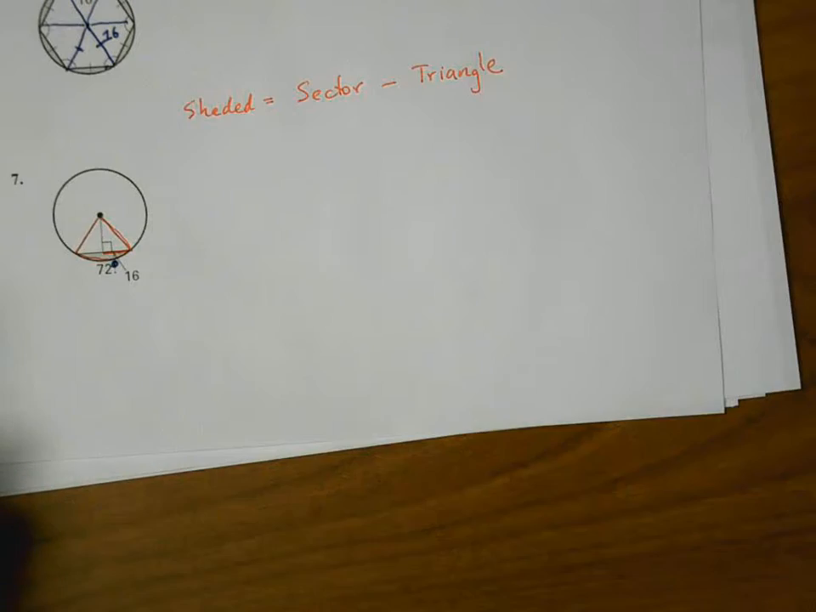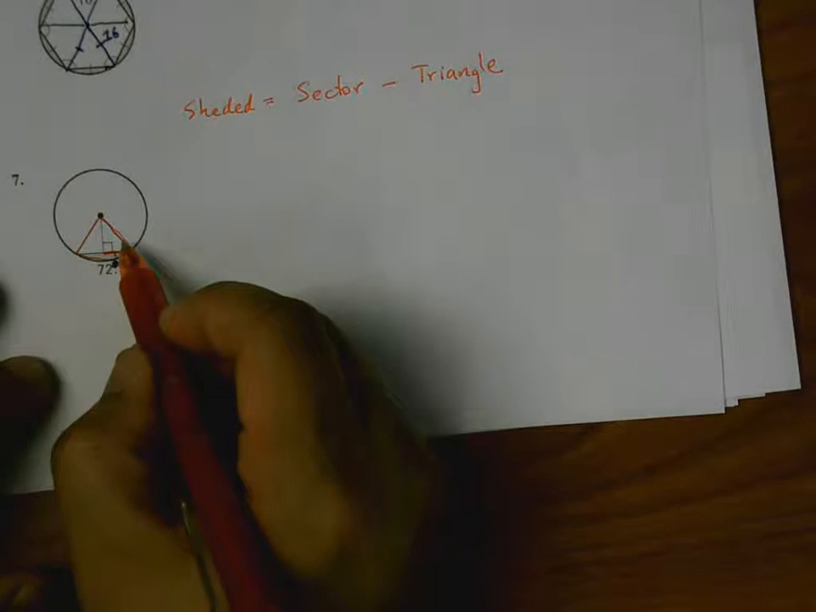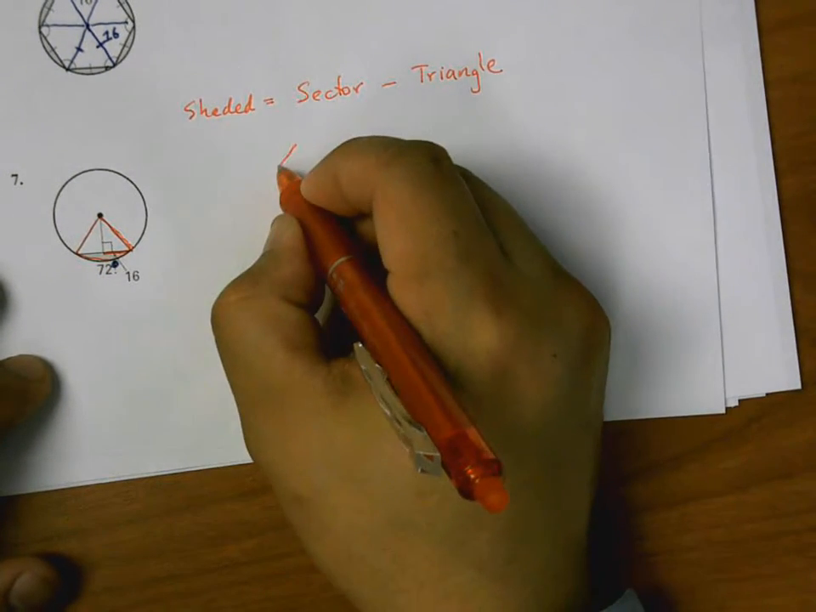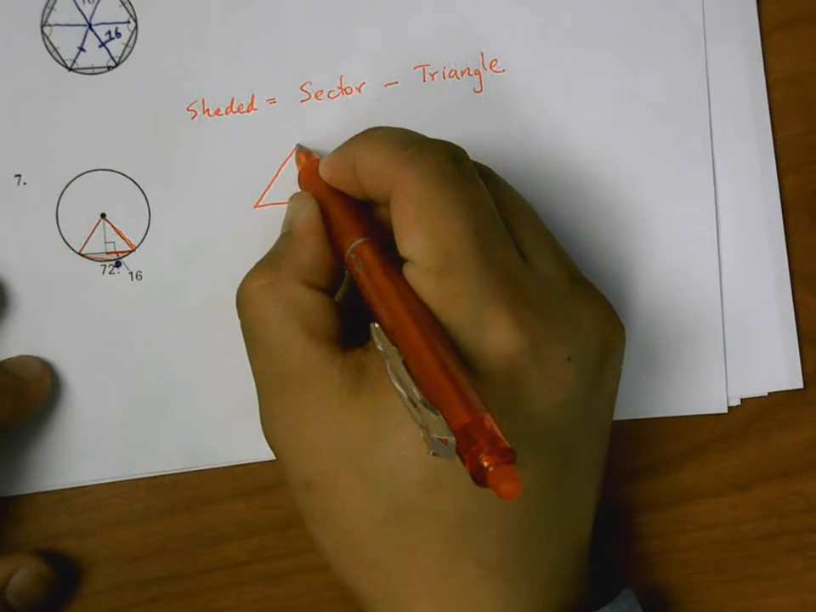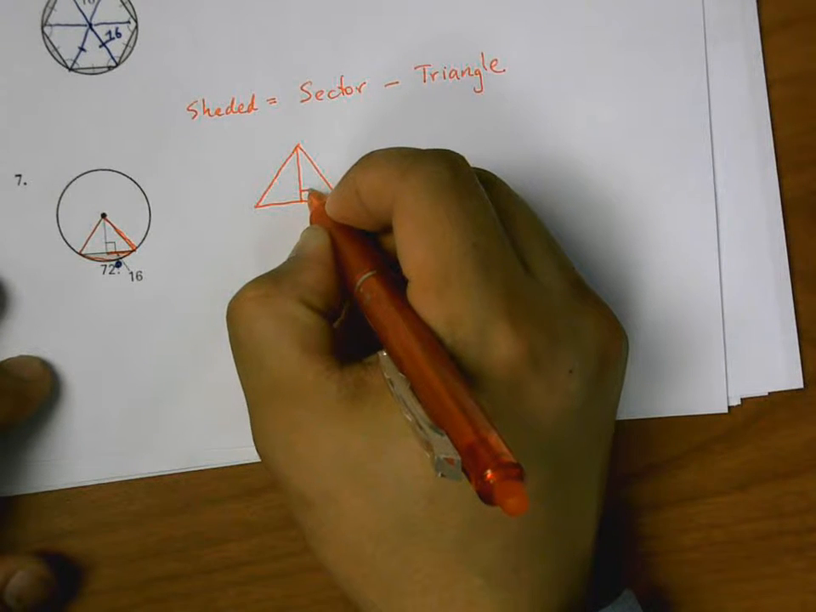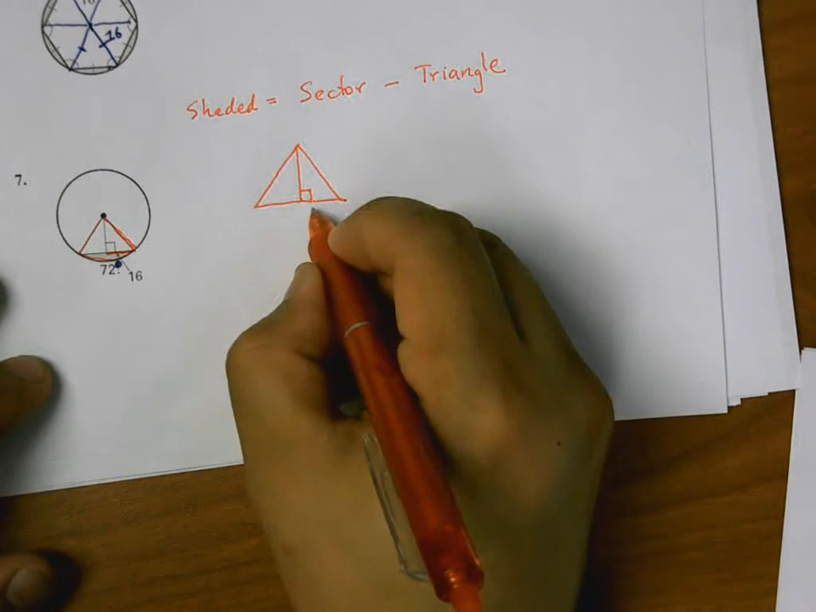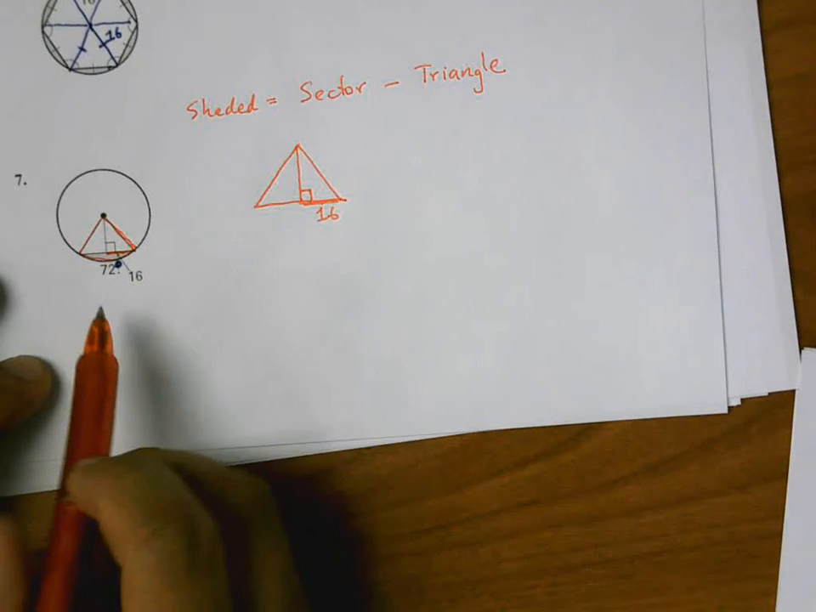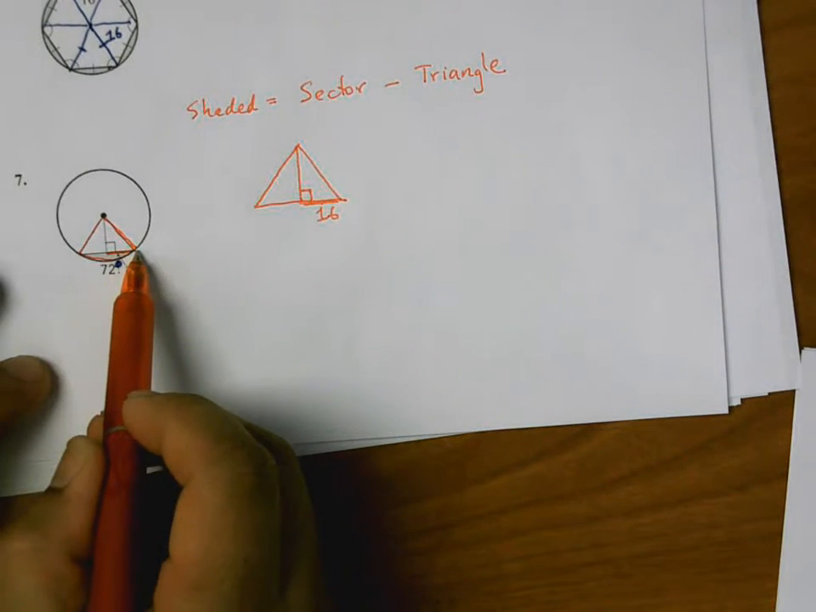And we can work backwards to figure out what this length is. Okay, so I'm going to start out just looking at the triangle by itself. We know that this is 90 degrees. We know that this length alone here is 16. And this arc here is 72.